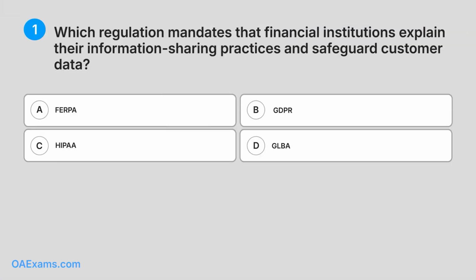1. Which regulation mandates that financial institutions explain their information sharing practices and safeguard customer data? A. GLBA. B. GDPR. C. HIPAA. D. GLBA. What do you think is the answer?